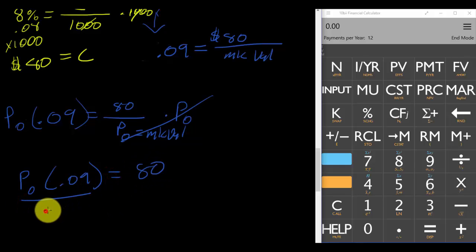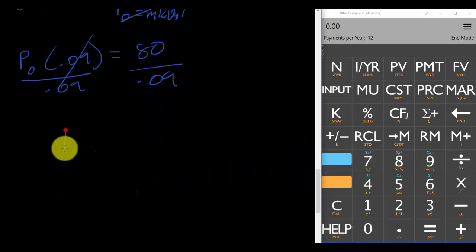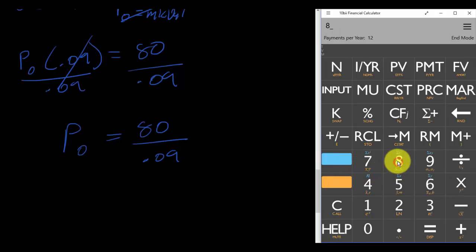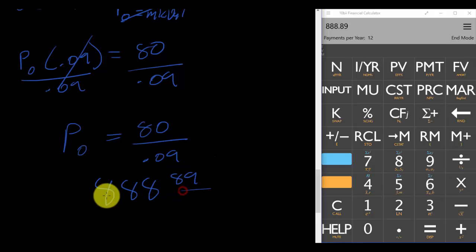No problem. I can divide by 0.09. That cancels that, and all I need to do is divide one by the other: 80 divided by 0.09. I go to my calculator, and that equals 888.88. So the answer is $888.89, which is the price of the bond.